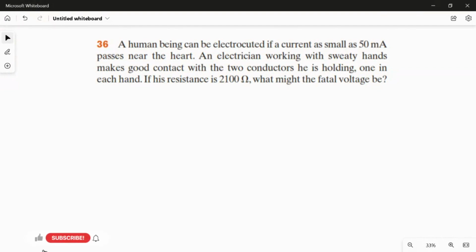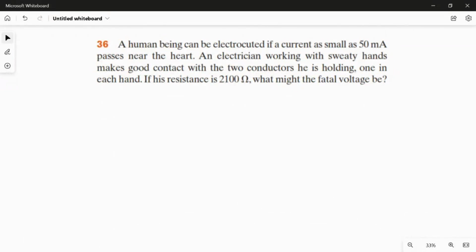In this question, we are going to find the answer for the voltage. So here, an electrician, his hand is wet because of the sweating, and he is holding two conductors, one in each hand. And the current in the conductor is 50 milliampere, and his resistance is 2100 ohms. By using the current value as well as the resistance, we are going to find what the voltage should be.